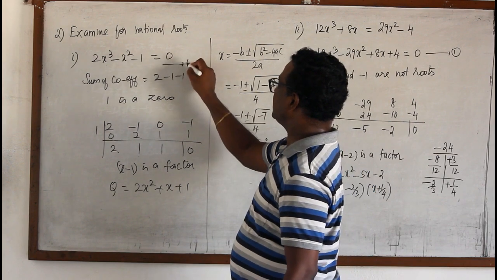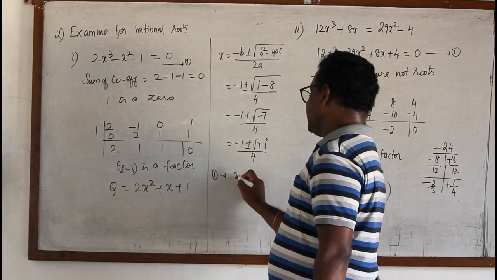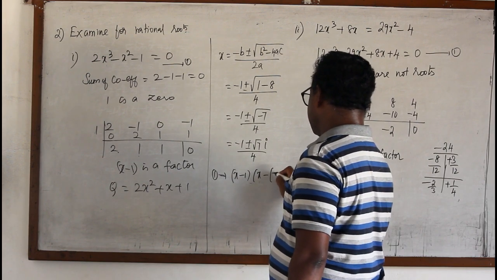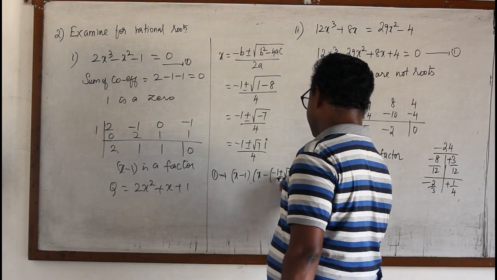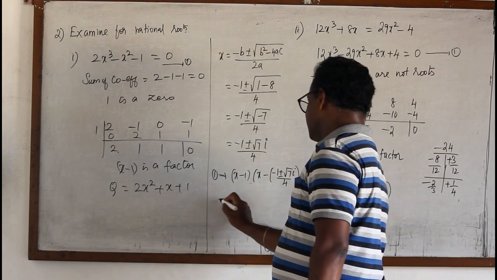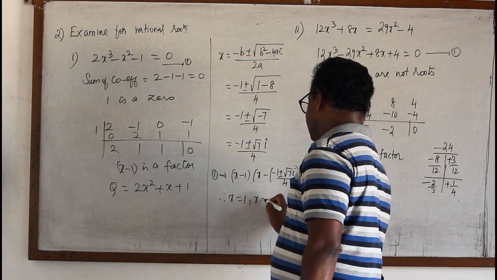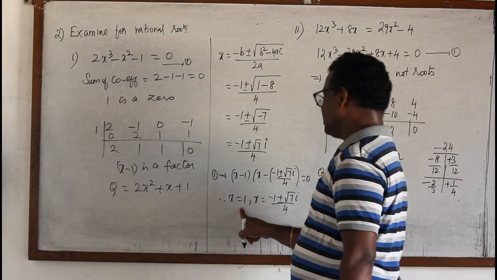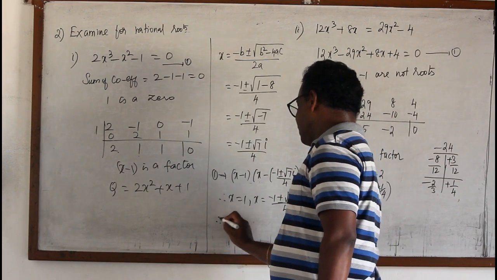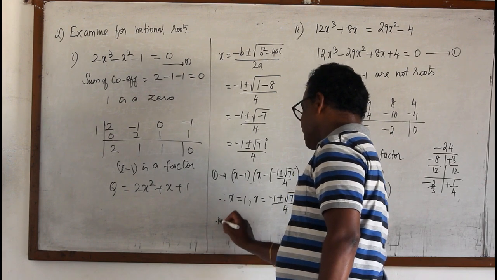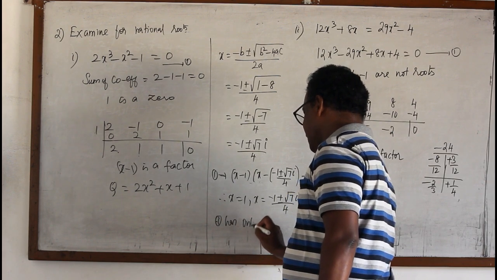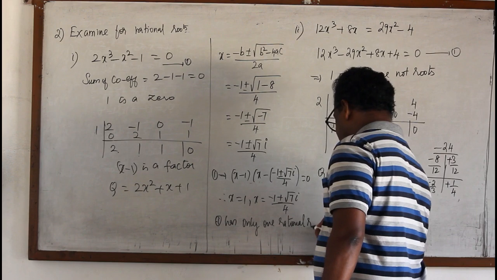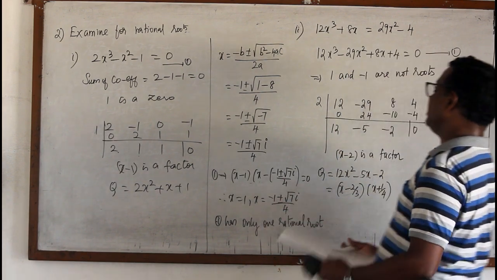Therefore, if I take this one as 1, 1 implies x minus 1, and then x minus of minus 1 plus or minus root 7i by 4, equal to 0. Therefore, x equal to 1, x equal to minus 1 plus or minus root 7i by 4. Therefore, this is the only rational root. So x equal to 1 is the only rational root. The remaining two roots are imaginary.